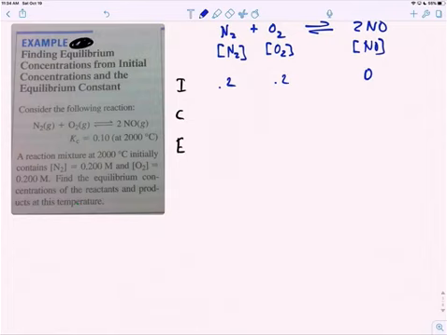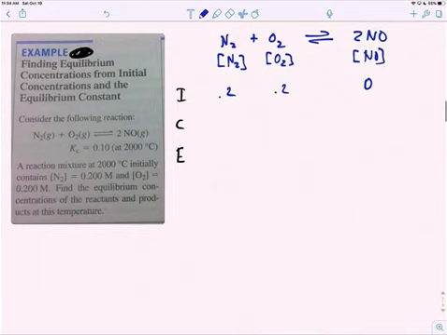We don't know what happens next, so let's talk about the Q. In terms of the Q, we have no products, so our Q is 0, which means that we shift right. If you have a 0 on the product side, you will always go towards the product. If you have a 0 on the reactant side, you will always go toward the reactants. If you have zeros on both sides of the equation, then the reaction is not going to happen. So keep that in mind.